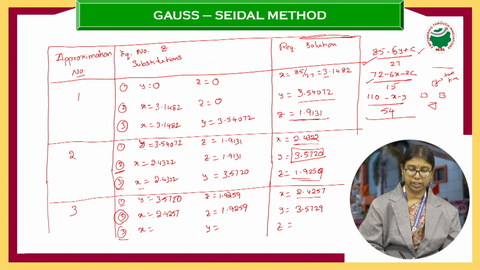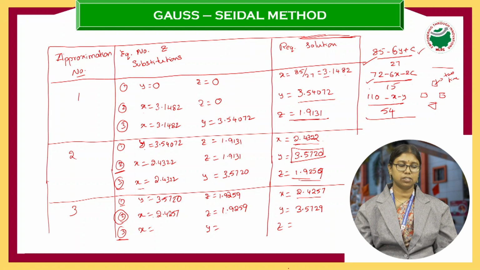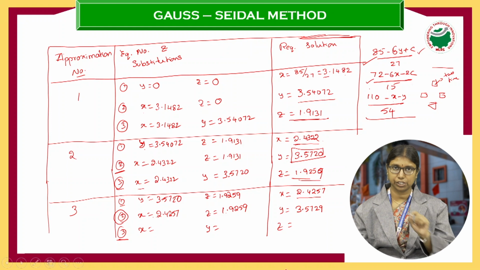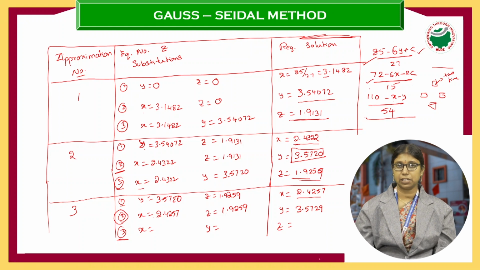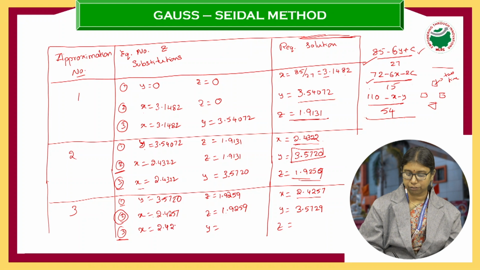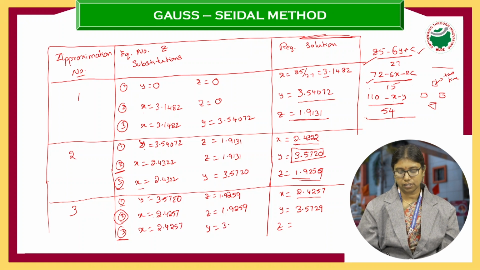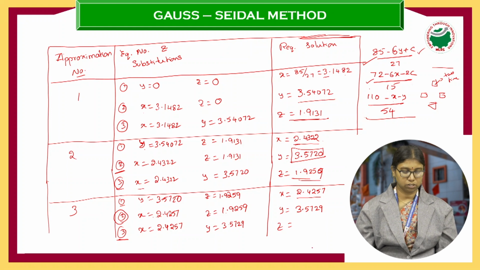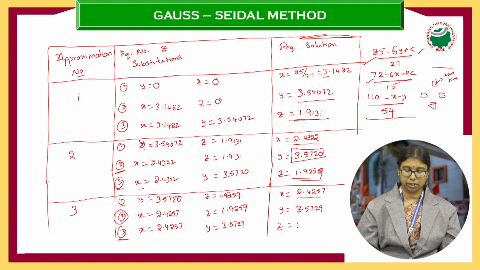Next, we need z. So to get z, first you have to get the third equation on your screen. Press the upper arrow 2 times. Then you will get the third equation, 110 minus x minus y by 54. Here you have to take values for x and y. The latest value for x is 2.4257. For y is 3.5729. Then you enter these two values on your screen, 2.4257 and y is 3.5729.